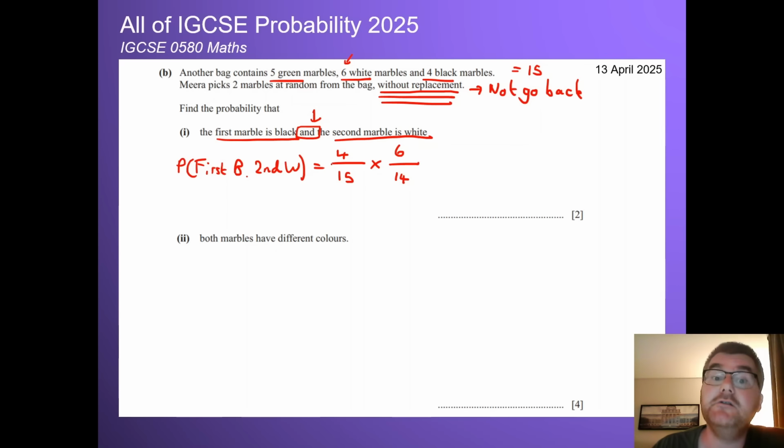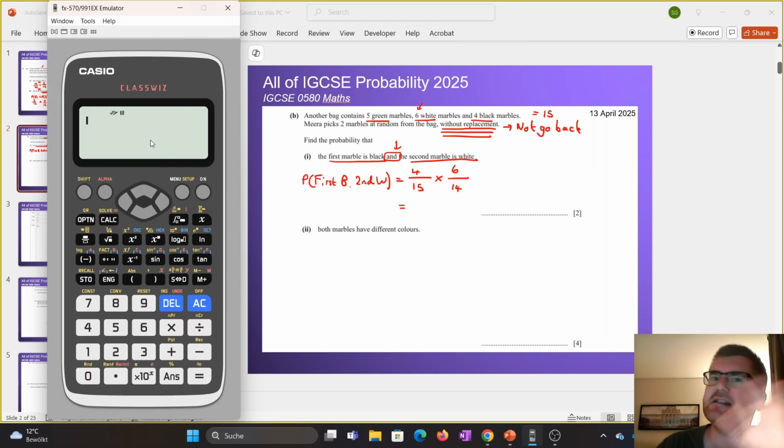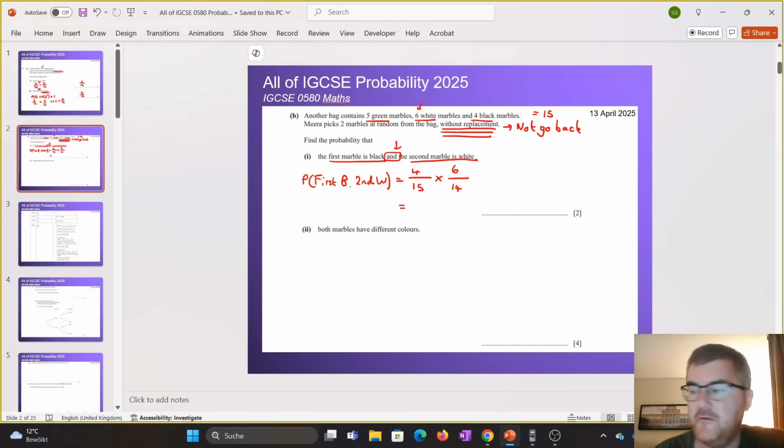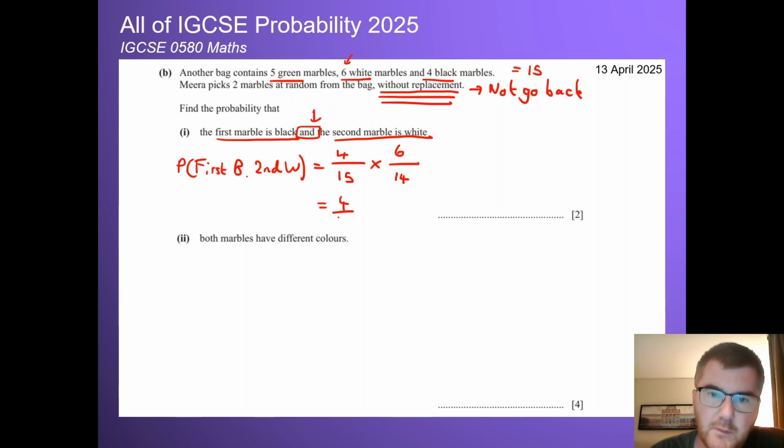Now, we can do some simplifying here. I'm just going to go to my calculator. Ta-da, there's our calculator here. Again, standard ClassWiz, so typical functions that your Casio or similar calculator has. The great thing about using your calculator, particularly in the paper 4 questions, is that it'll do the simplifying for you. So if we type this in, 4 over 15 times 6 over 14, boom, it gives us 4 over 35 directly. And we don't have to think too much about the simplifying.